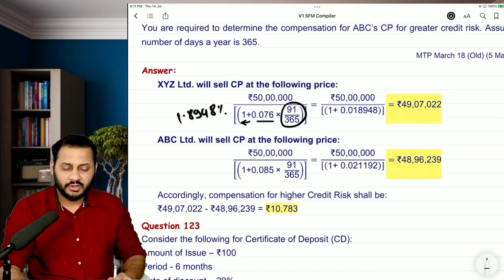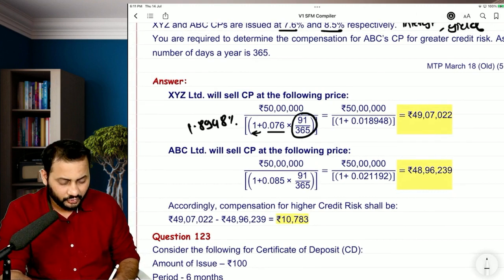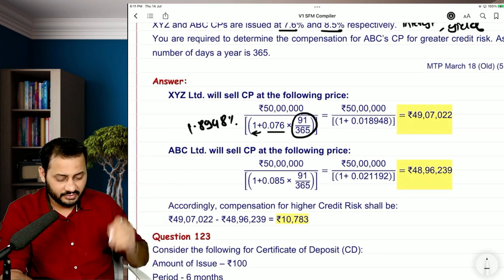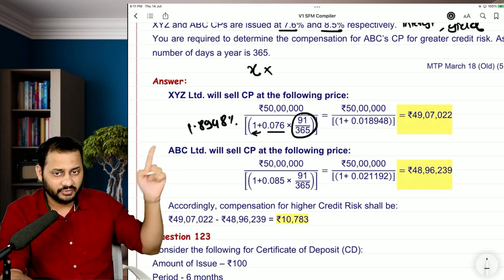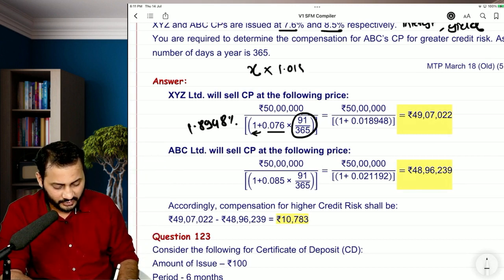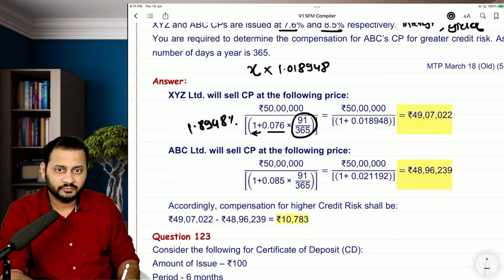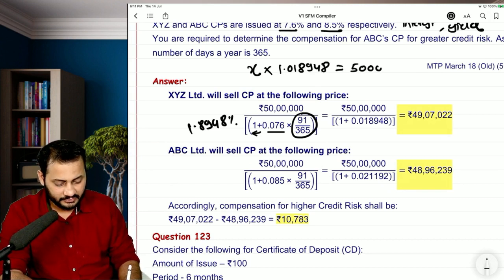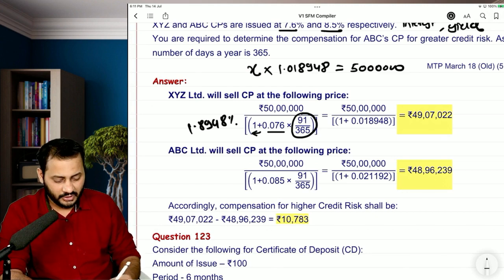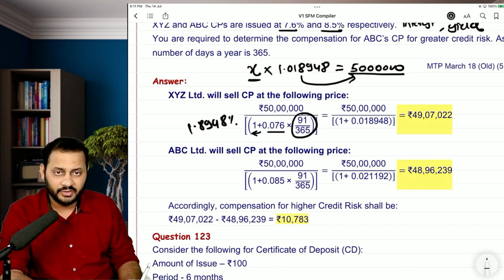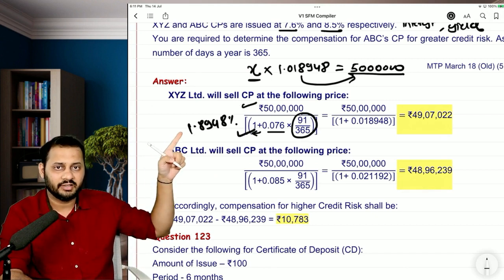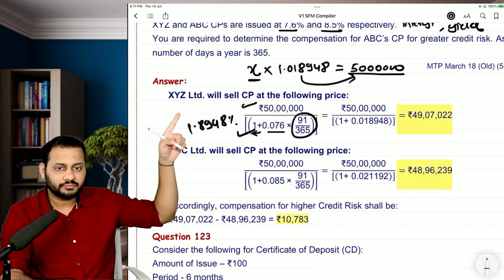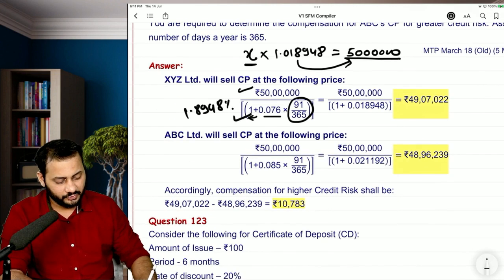1.8948%. Okay. So it will go like this. If you do not understand this, let's say X is the issue price multiplied by what you are paying as interest. So X times 1.018948 should be equal to 50 lakhs. Now, if you keep X on this side and transfer this to that side, it will be in the denominator. So 50 lakh, and in the denominator 1.018948. 50 lakh divided by this, so the issue price will come to this.